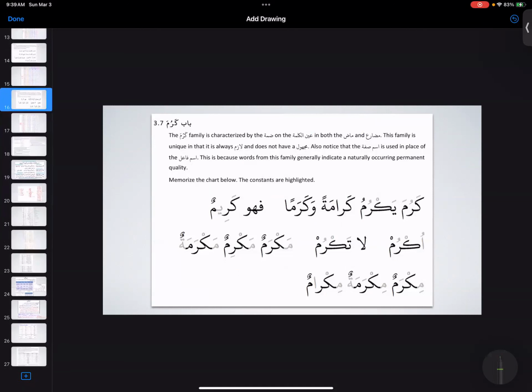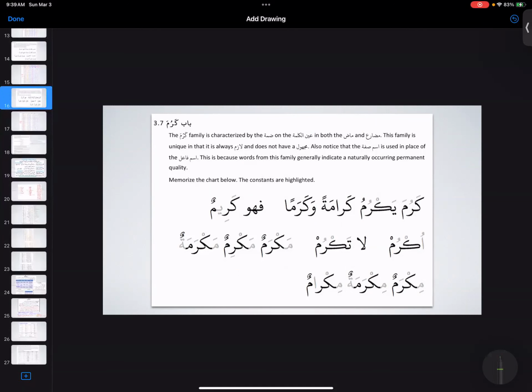Then we have our last clan, Karuma. Karuma is totally different, right? So we never see that variation anywhere. This is Madmumu in both ways, in both Madi and in Mudariya. Karuma, yakrumu, then karamatan, karam. We say Kirama, right?